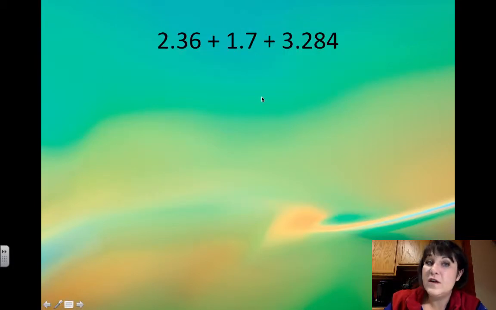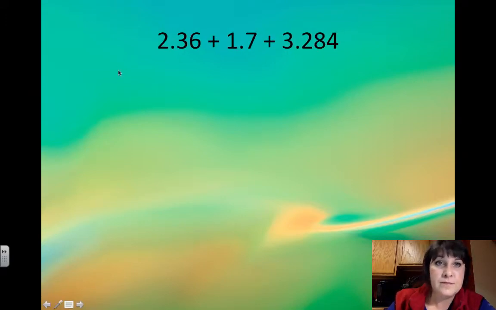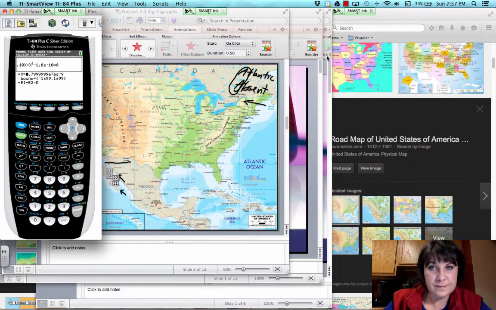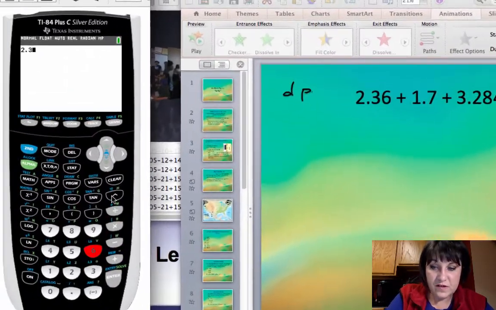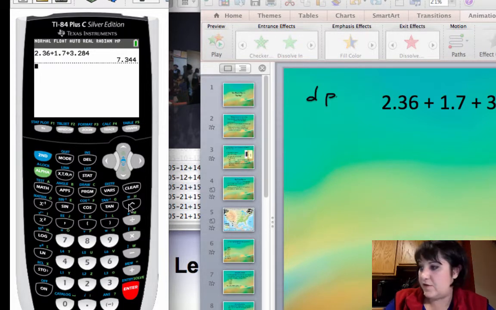Now what if I have 3 numbers to add together? Don't get flustered, just add them. So let's see, adding, I'm counting decimal places, right? So 2.36 plus 1.7 plus 3.284, it's calculator time. You probably don't need a calculator for this.